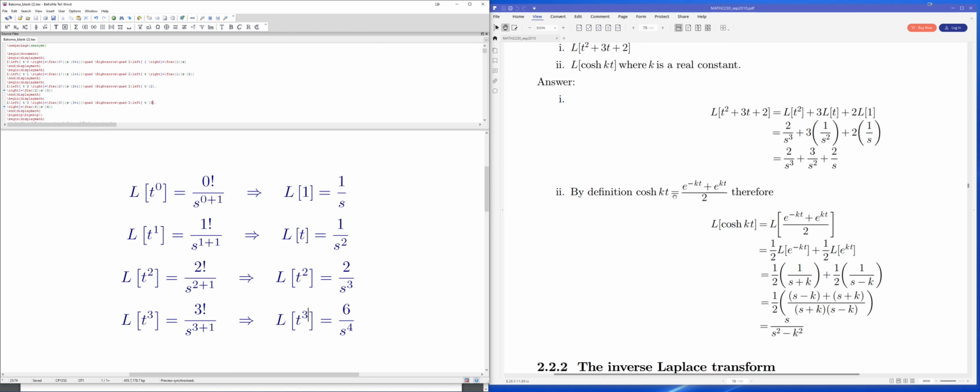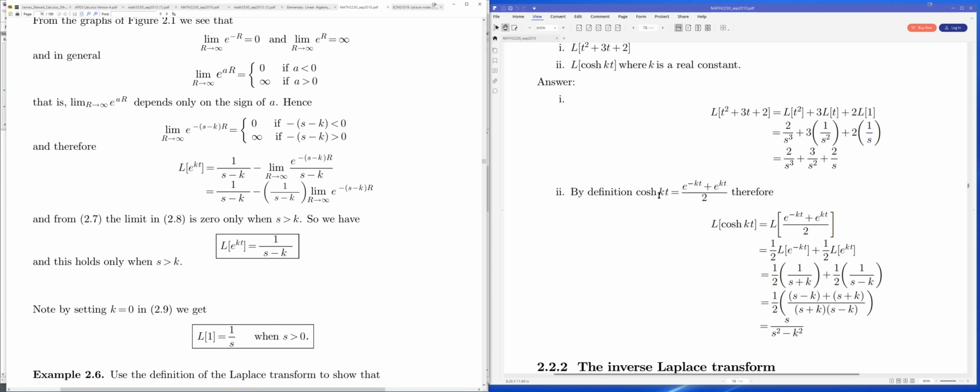Okay, so let's see our next example of using the linearity. Now I want to get the Laplace of hyperbolic cosine of kt. Now I told you what the formula for it was, but I didn't show you how to get it, and now we're going to see how to get it over here.